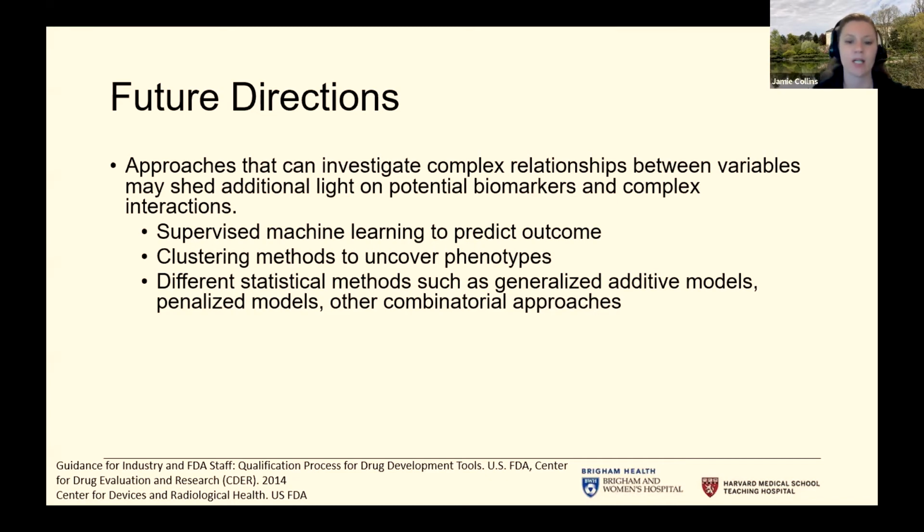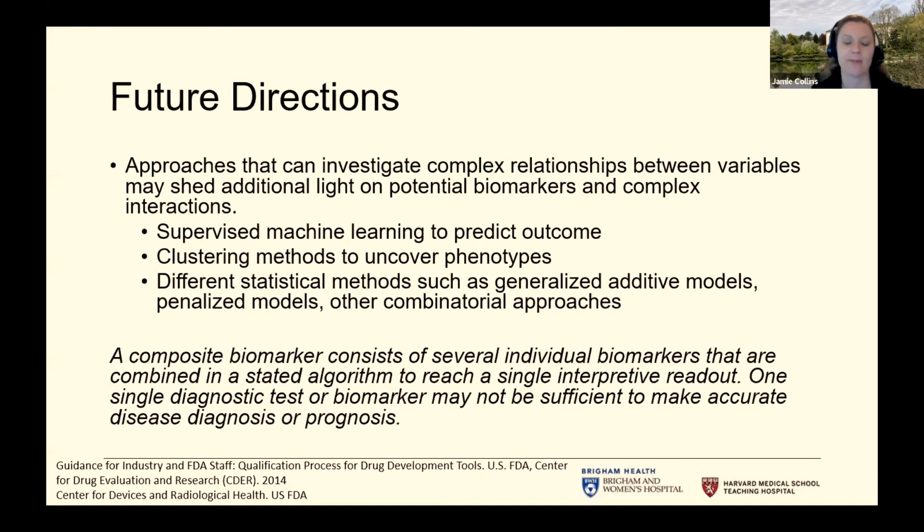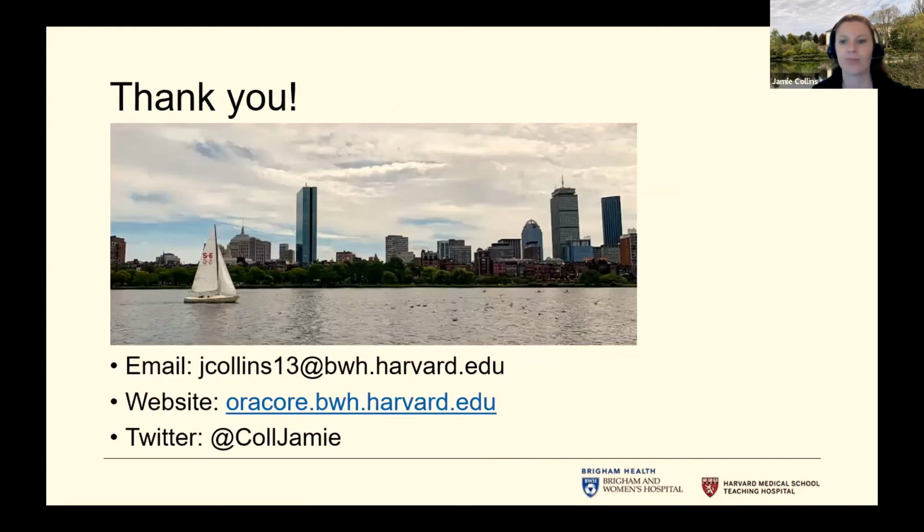I'd just like to emphasize some guidance from the FDA about composite biomarkers. A composite biomarker consists of several individual biomarkers that are combined in a stated algorithm to reach a single interpretive readout. There's an understanding that one single diagnostic test or biomarker may not be sufficient to make an accurate disease diagnosis or prognosis. So I think the challenge is, how can we put all of this information together and come up with our best composite estimate of identifying patients at high risk to progress. Thank you for your attention.